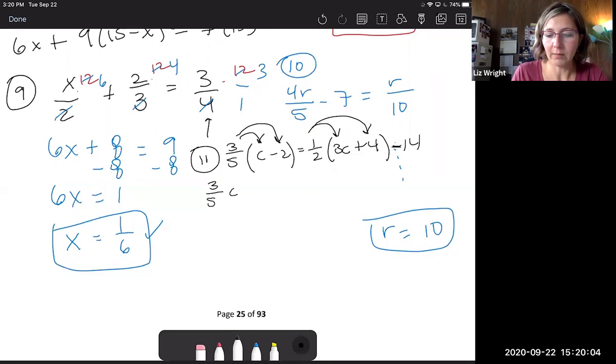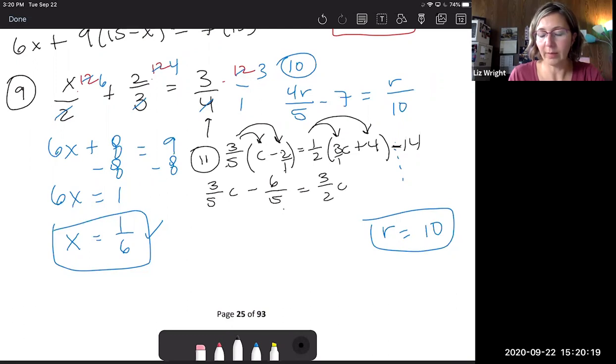And then we're going to get 3/5 c minus 6 over 5, because again, think about how we're multiplying fractions. You're going to do 3 times 2, which is going to be 6, and 5 times 1, which is going to be 5, equals 3 over 2c. So again, think about that as being like 3 over 1. Then you should be asking yourself, what's half of 4? Well, half of 4 is 2. Or you can think about it as 4 over 2, which is going to be 2. And then we have minus 14 at the end.